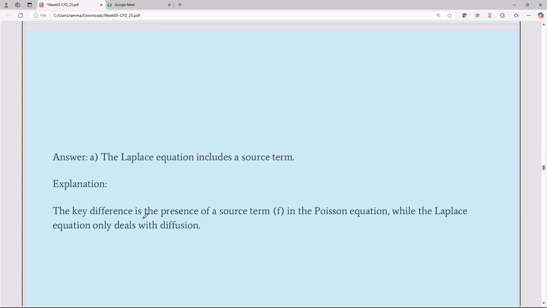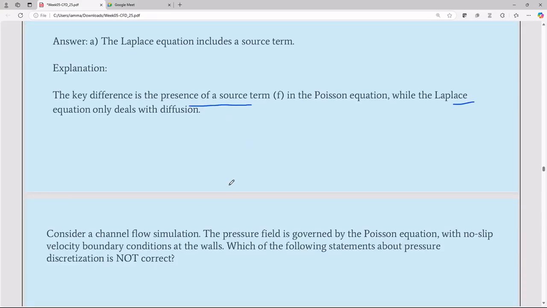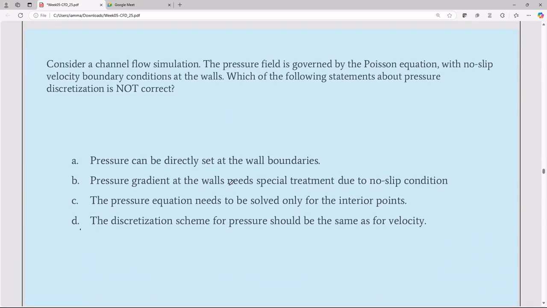So this is the difference between Poisson equation and Laplace equation. In Poisson's equation, a source term is present, whereas the Laplace equation deals with the steady state without any source term. So that's the difference between Poisson equation and Laplace equation in relation to this statement. Moving on to the next question.